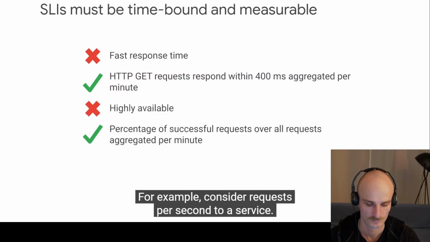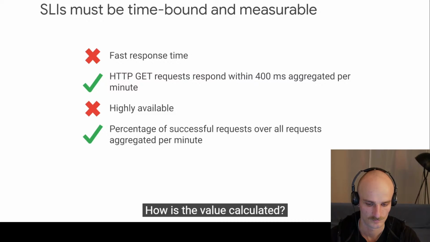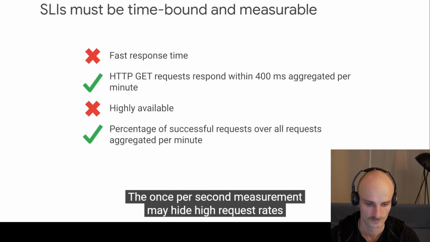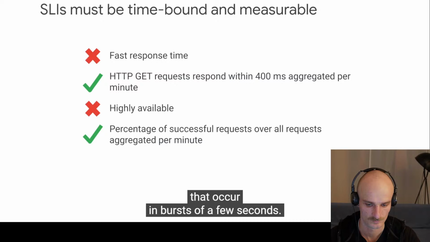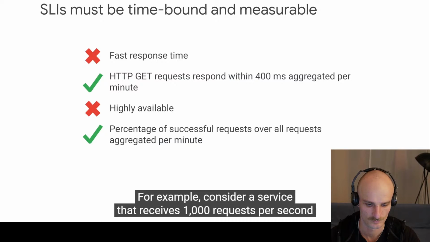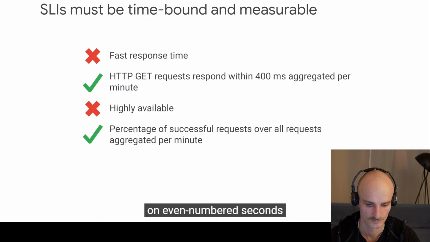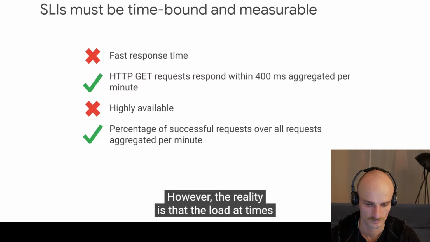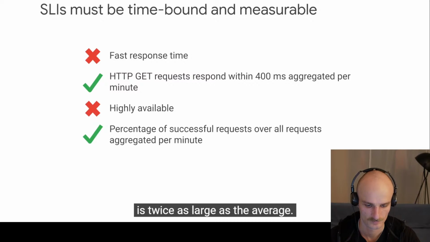For example, consider requests per second to a service. How is the value calculated? By measurements obtained once per second, or by averaging requests over a minute? The once per second measurement may hide high request rates that occur in bursts of a few seconds. For example, consider a service that receives 1,000 requests per second on even numbered seconds and 0 requests on odd numbered seconds. The average requests per second could be reported over a minute as 500. However, the reality is that the load at times is twice as large as the average.